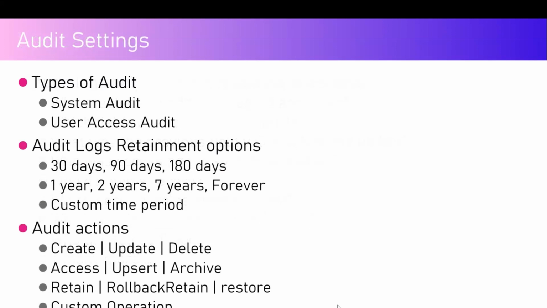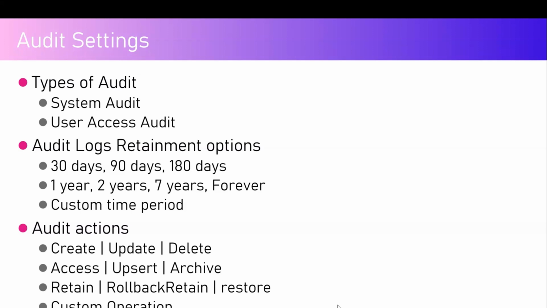Audit settings, these are the types of audit which you can do. One is system audit and the other is user access audit. System audit is mainly related to all the batch jobs, all the workflows which are executing within the system. If you want to know whether the processes have been executed, or whether they are queued or in some hang state, then you can make use of system audit.